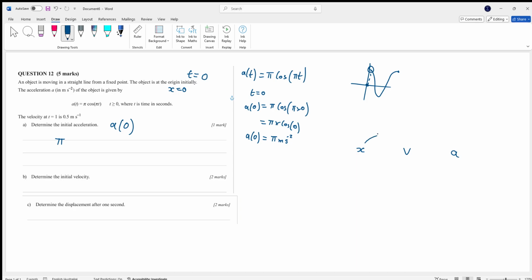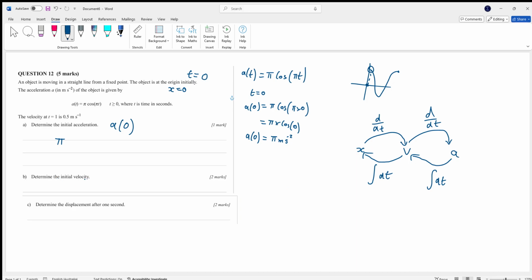To go from position to velocity, you need to differentiate with respect to time. To go from velocity to acceleration, you need to differentiate with respect to time. Because velocity, by definition, is the change of position with respect to time, and acceleration, by definition, is the change of velocity with respect to time. Therefore, if you want to go from acceleration to velocity, you need to integrate with respect to time, because integration is the opposite of differentiation. Likewise, to go from velocity to position, you have to integrate with respect to time. That is your key idea with this question here.